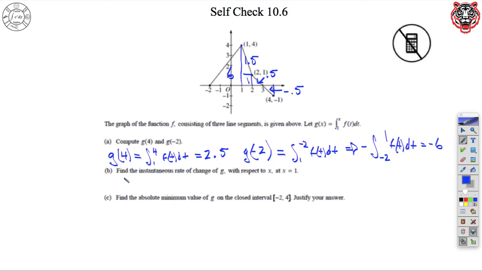So we have those two. Okay, now we need to find the instantaneous rate of change of g. This thing right here translates into g prime.